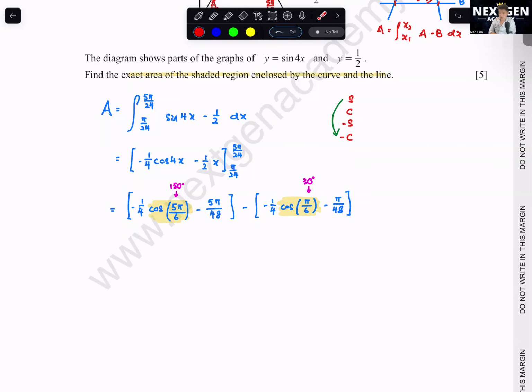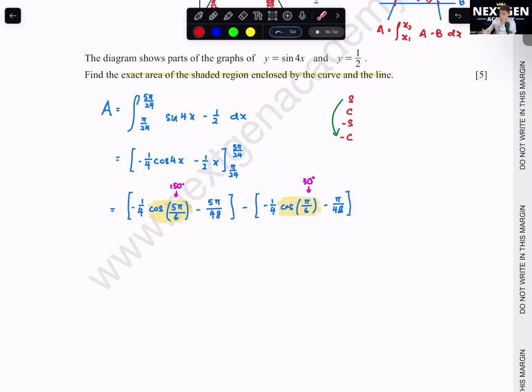Cos 30. Okay, very good, Aurelia. But is it cos 30 only? There's something that's missing. Cos 150, which quadrant is it at? 150 is in the second quadrant, right? So in the second quadrant, is your cos positive or negative? ASTC. So AS means cos is negative.